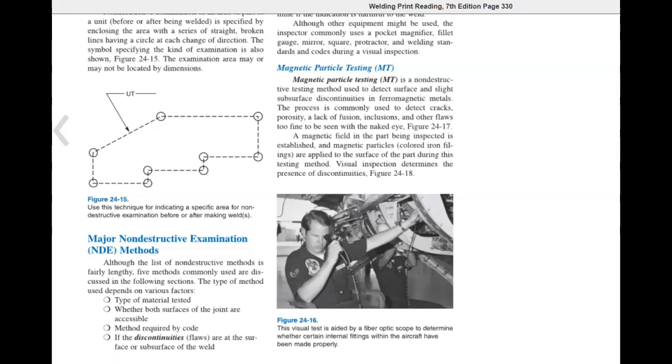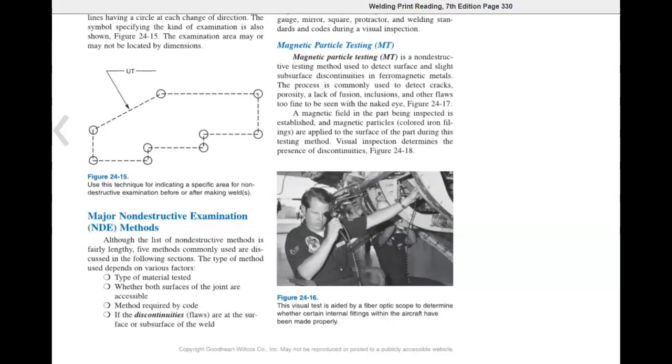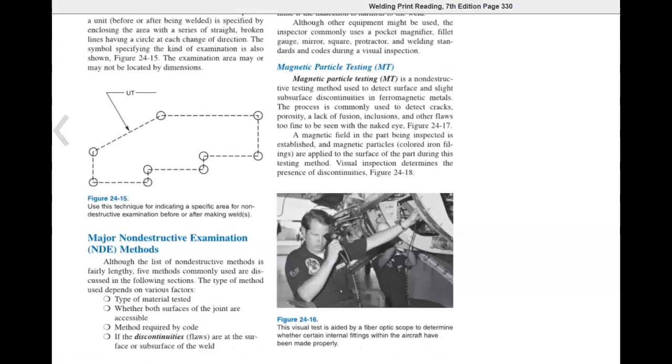Major non-destructive examination methods. Although the list of non-destructive methods is fairly lengthy, five methods commonly used are discussed in the following sections. The type of method used depends on various factors: type of material tested, whether both surfaces of the joint are accessible, method required by code, and if the discontinuities or flaws are at the surface or subsurface of the weld.